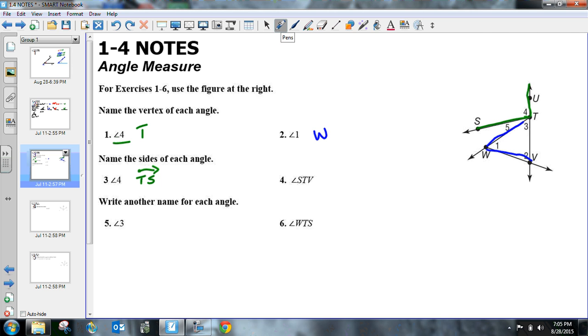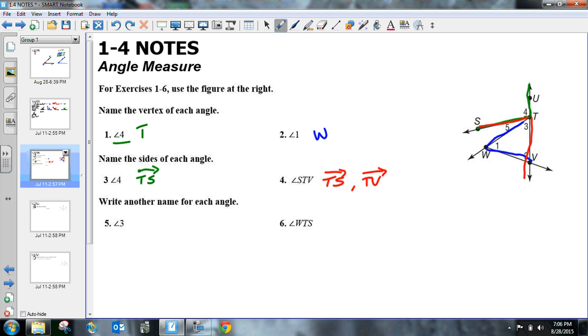If I were to actually name that, this is this angle here, STV. So I would have ray TS, that's already there, and then ray TV.